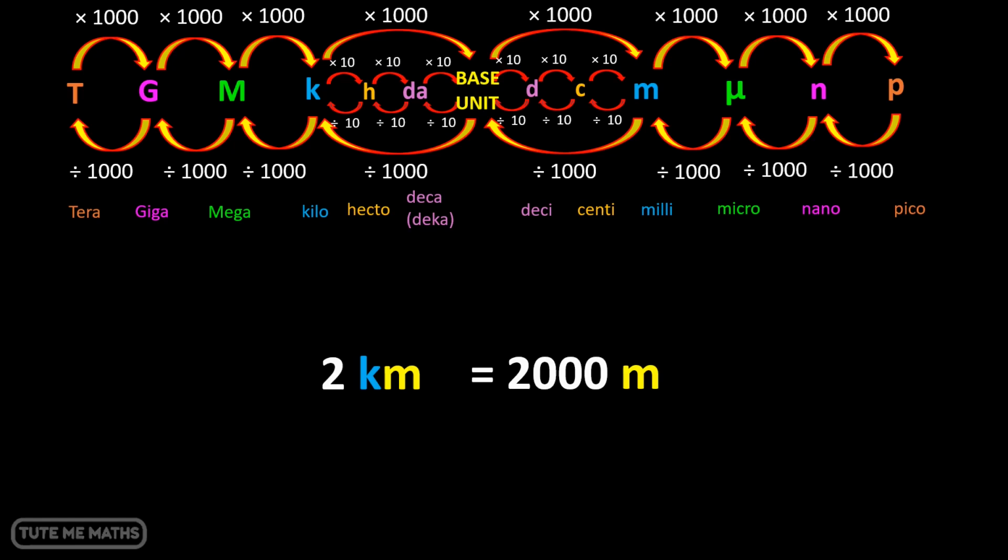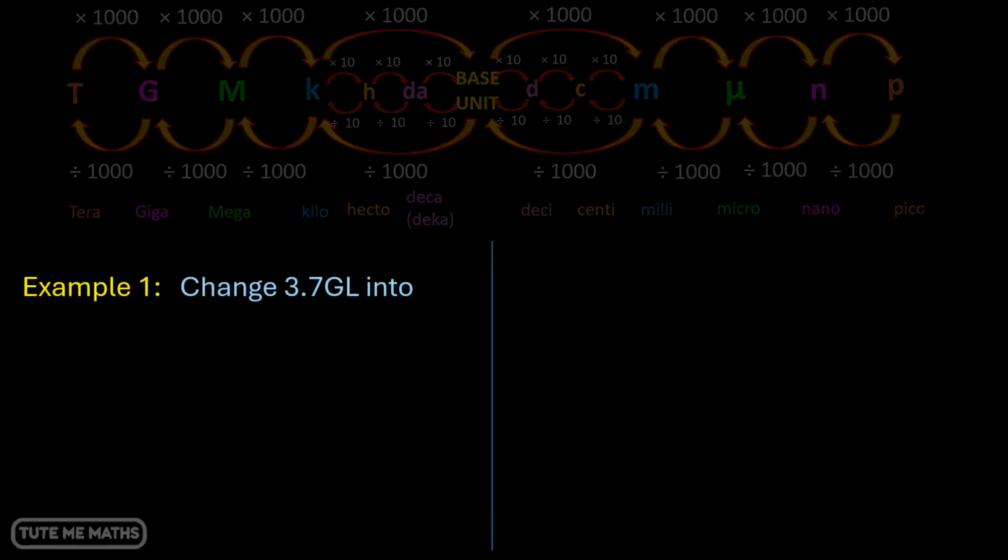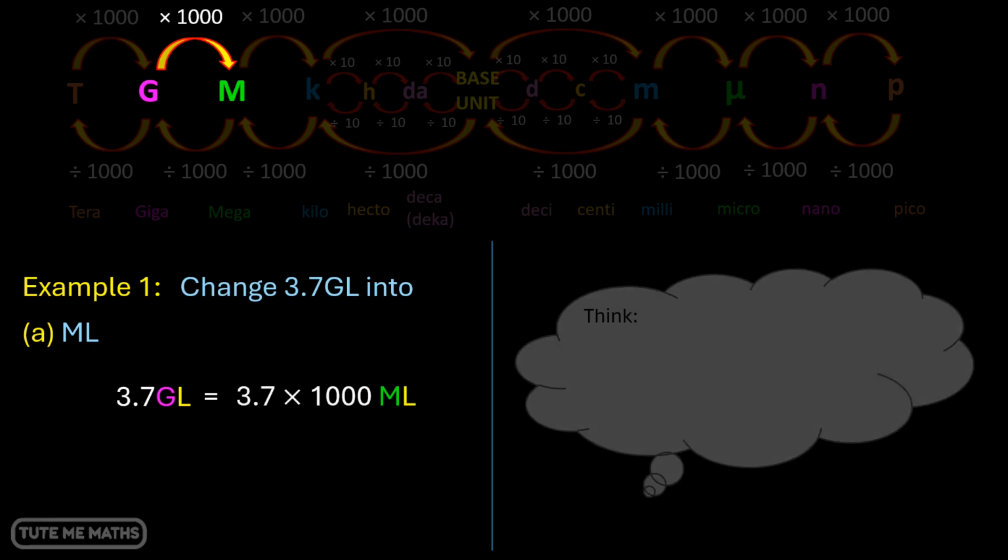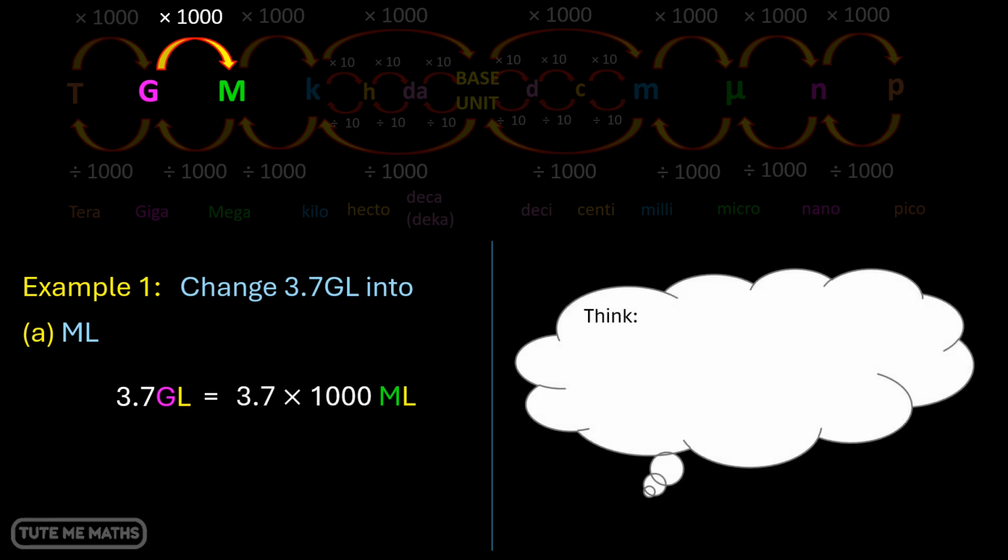In part A of example 1, we are asked to change from gigalitres to megalitres. Looking at the flow diagram, we can see that to go from gigalitres to megalitres, we multiply by 1000. Because everything is base 10, we don't even need a calculator. 1000 has 3 zeros, since it's the same as 10 to the power of 3 or 10 times 10 times 10. We simply move the decimal point 3 places to the right and fill the empty spaces we jump with zeros. Of course, use a calculator if you prefer to do so.